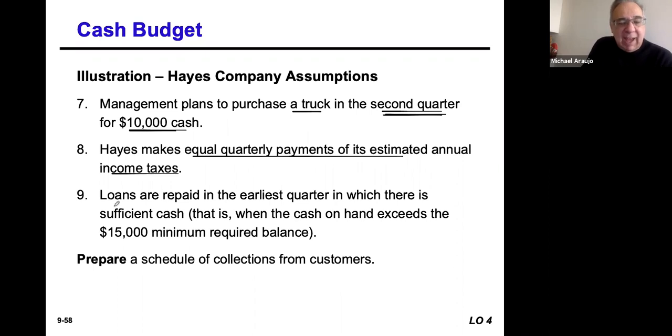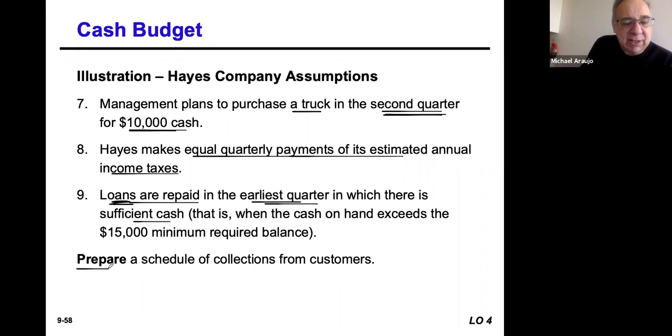Okay. And then here they're going to repay their loans in the earliest quarter there's sufficient cash. So in case they have to borrow money, they're going to pay it the very next quarter. If there's enough cash, they'll pay it in full. Okay.